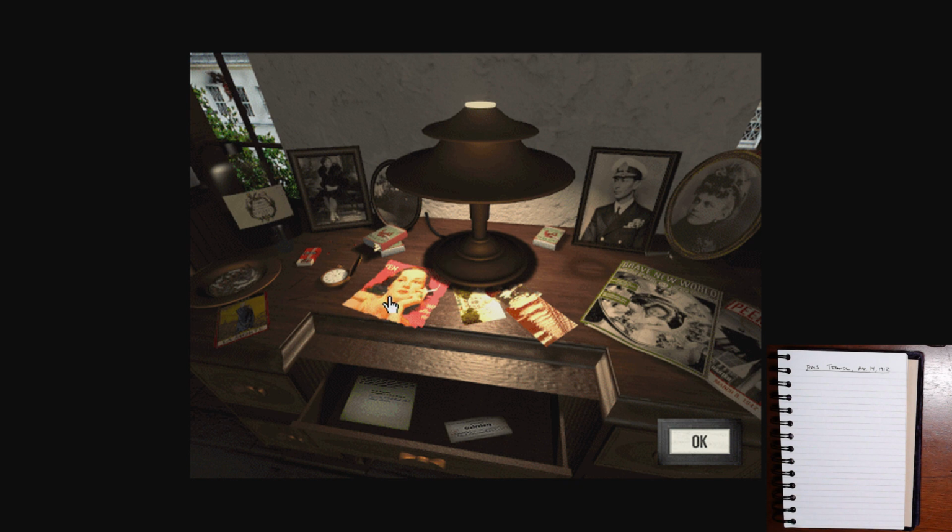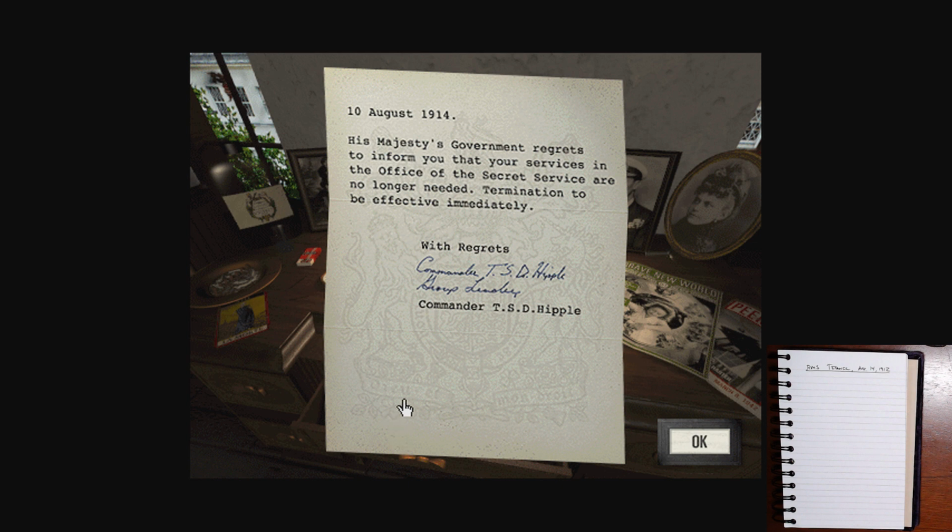So we're here at my writing desk, I guess, with the drawer open. And a memo dated the 10th of August 1914, 2 years after the sinking of the Titanic. His Majesty's government regrets to inform you that your services in the office of the Secret Service are no longer needed. Termination to be effective immediately. With regrets, Commander T.S.D. Hibble, Group Leader. So this is my discharge from the Secret Service.